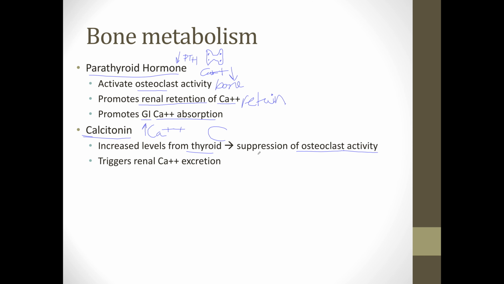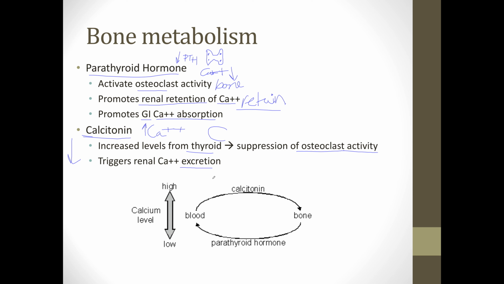So this is going to be something that helps maintain homeostasis. Parathyroid hormone raises blood calcium levels, calcitonin lowers blood calcium levels. In the same way that PTH triggers us to retain calcium, calcitonin triggers the body to excrete excess calcium so that we don't become hypercalcemic.